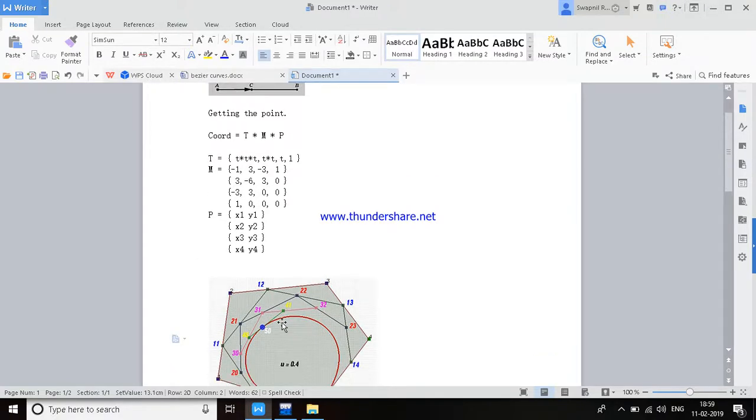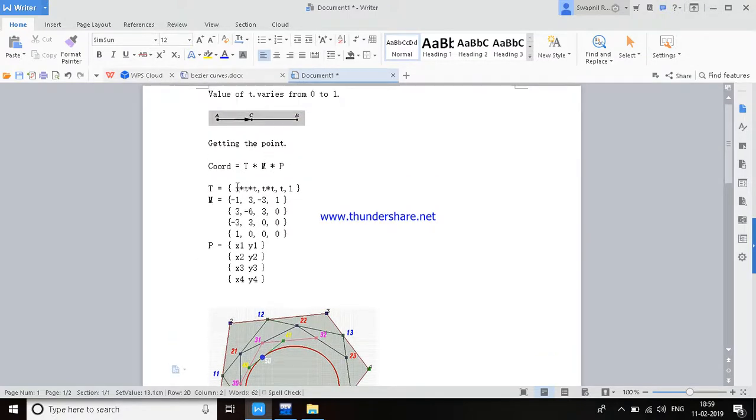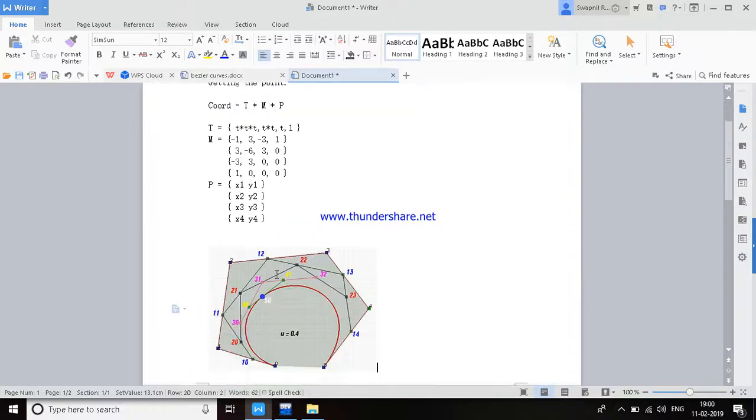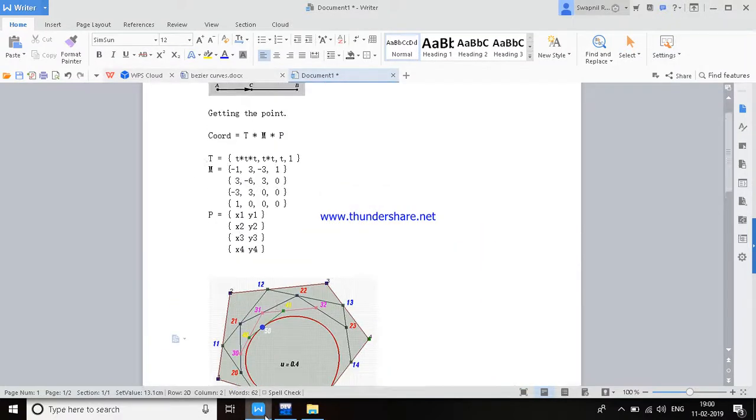How will we get the coordinate of each and every point? First, we have to take the product of these 3 matrices T, M, and P. T is defined as T cube, T square, T, 1, which is a vector. M is this matrix, a multiplication factor which we have to use, and P is just our given endpoints, which make up those 3 lines. Now we can take a look at the coding part.